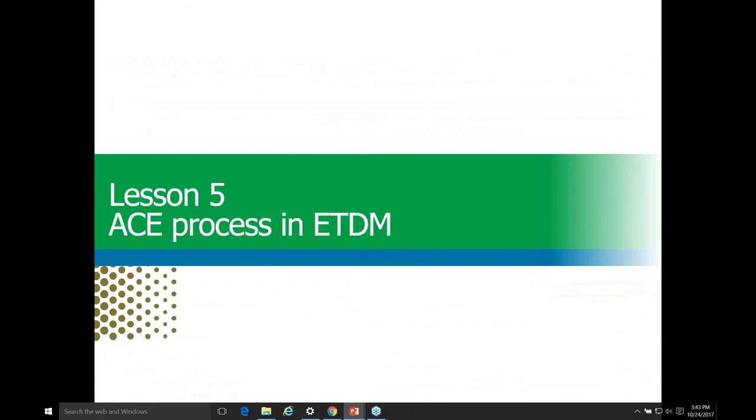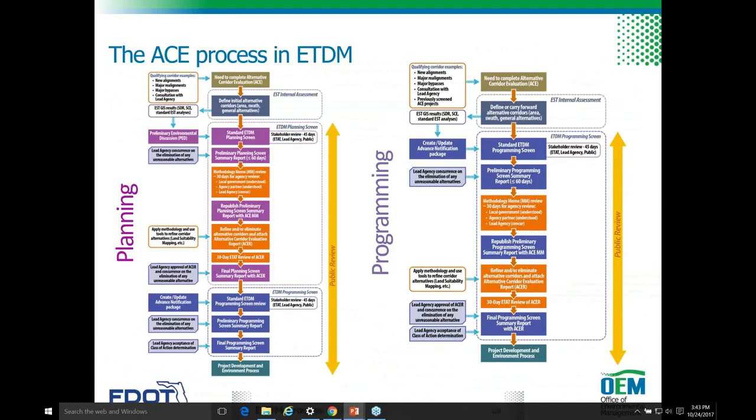So, the ACE process and ETDM. We're going to look at the ACE process and get more details. The ACE process may occur during either the planning or the programming screen. You can find these figures in Chapter 3 or 4 of the ETDM manual.